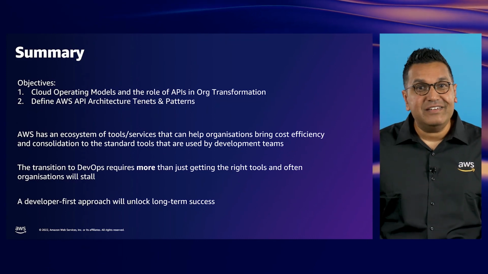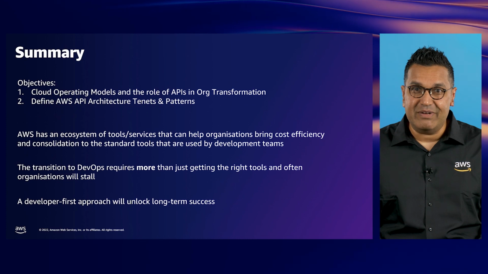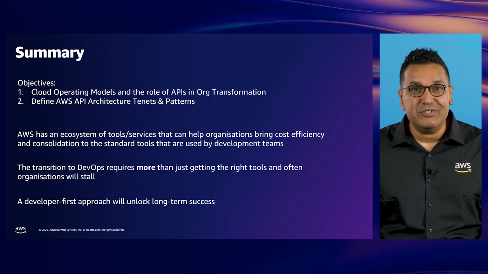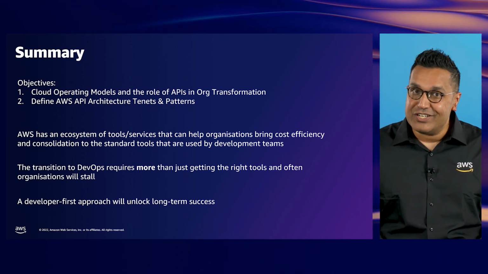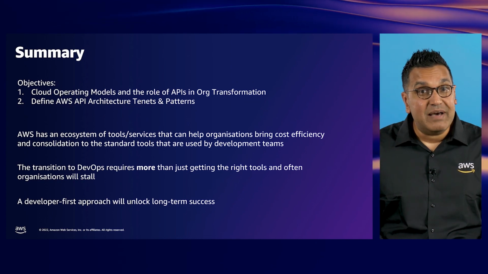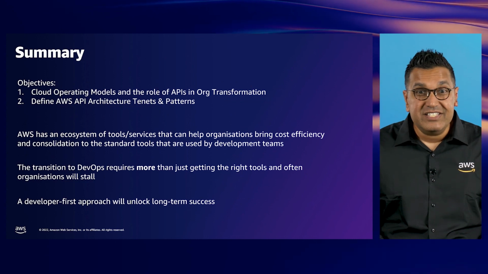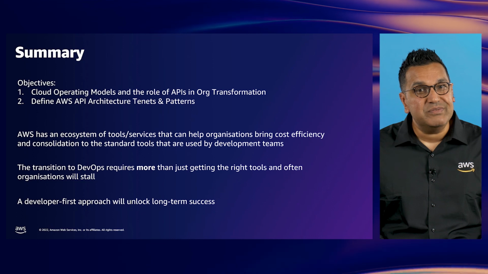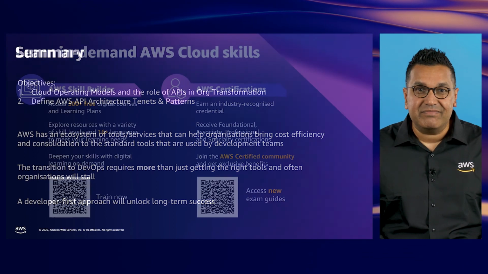So we've talked about cloud operating models and the role that APIs have in an organization's transformation. They can be an accelerator, but remember, if the structure of your organization and the structure of your software are at odds, it is the structure of your organization that will win. We talked about different API patterns and the technology used to implement them. The transition to DevOps, cloud, and modern architecture requires more than just tools, but as a developer, you're an agent of change in this transformation.